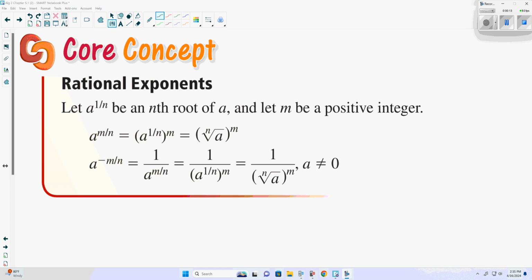Let a to the 1 over n be an nth root of a, and let m be a positive integer, such that a to the m over n is equal to a to the 1 over n to the m is equal to the nth root of a to the m. Hopefully this looks familiar, because we actually did this yesterday on a good number of the problems. Yes, we simplified it down, took the radical. Now, if the exponent is negative, all we're going to do is put it in the bottom of the fraction and do the exact same thing. That's the only real difference between these two.